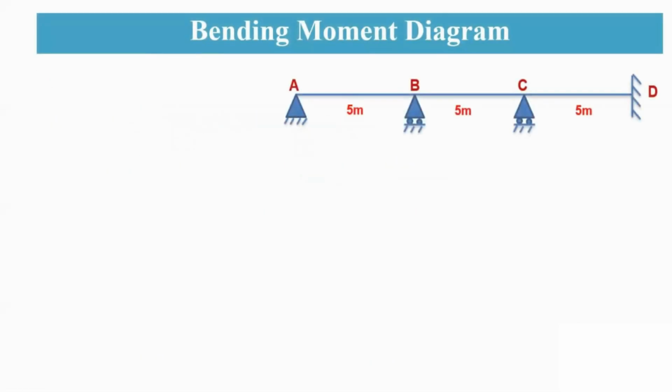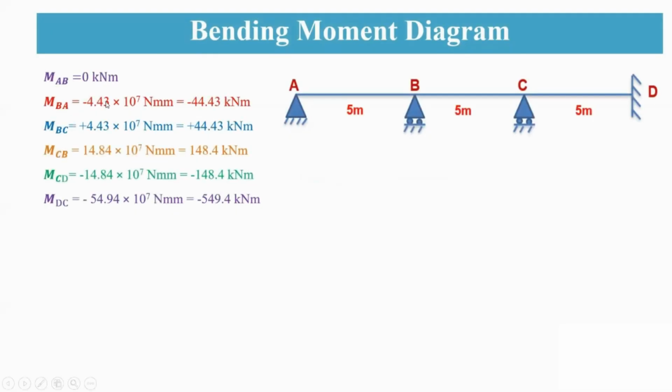After getting these moments, we are going to draw the bending moment diagram. These are the final end moment values. First we'll draw a free body diagram, then we'll draw the bending moment diagram. The free body diagram is for AB, BC, and CD.